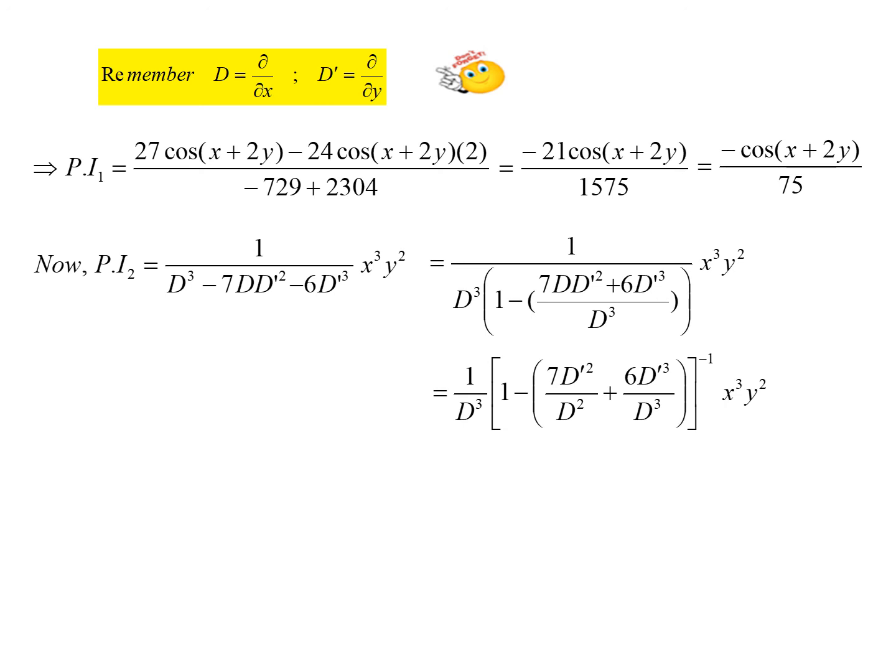So 7d d dash square by d cube will become 7d d dash square by d square plus 6 d dash cube by d cube. And after dividing the term separately, take that term to the numerator as power minus 1. Now look at this. You have a formula 1 minus x power minus 1. So we can make use of that formula here. Right?